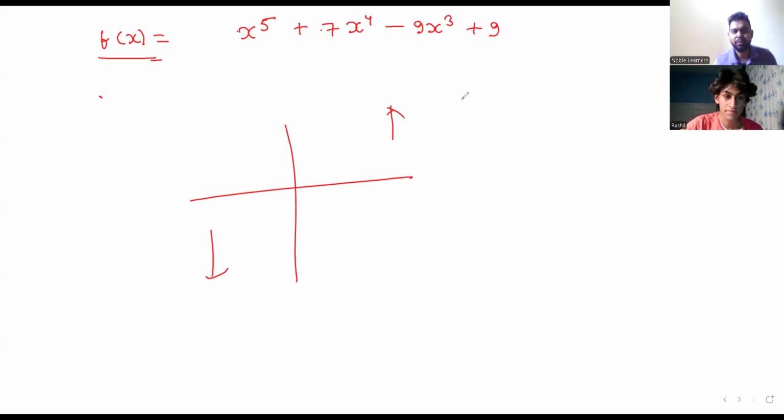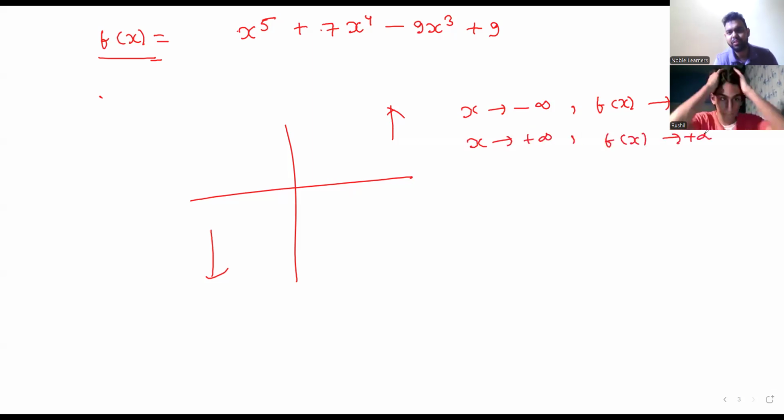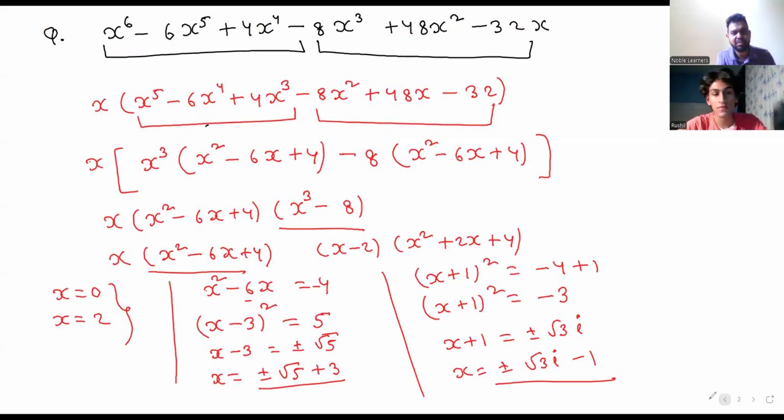Correct. So when x approaches negative infinity, f of x approaches negative infinity as well. And when x approaches positive infinity, f of x approaches positive infinity as well. Exactly, correct. So this is how we have to do, right? No problem, you understand this?